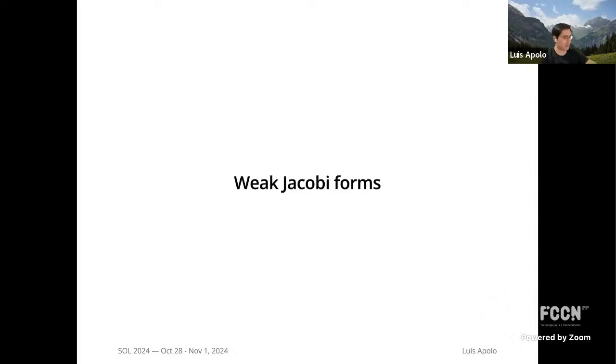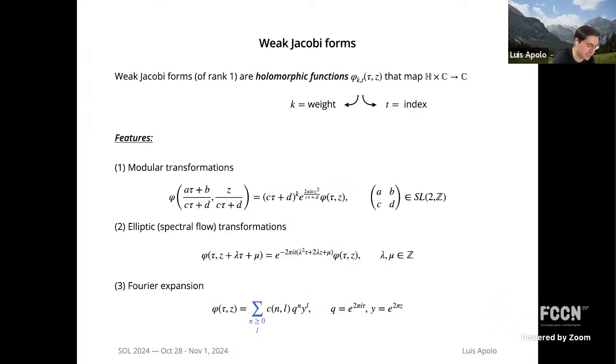So let me begin with talking about weak Jacobi forms. This will be a very quick review of some of their properties, just to make sure we are all on the same page. Weak Jacobi forms are holomorphic functions of this form. They're characterized by a weight that I denote here by k, and then index t. And they have many interesting features.